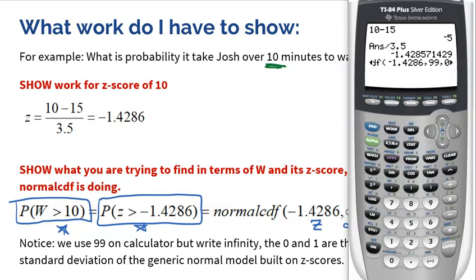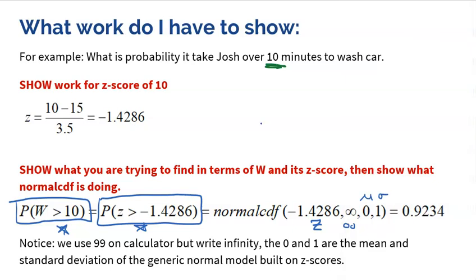Then, once you hit enter, boom, there's your answer, 0.9234. Obviously, write that down. So, I know you're like, what? This is going to take a while. But it's really not, guys. It goes fast. So, the first thing you have to show is how to find your z-score. Show that work. Label it with a letter Z. Then you have to show context for what the question asks.